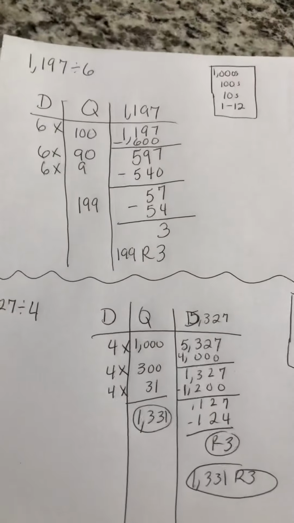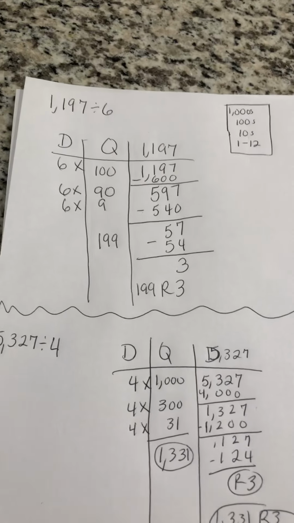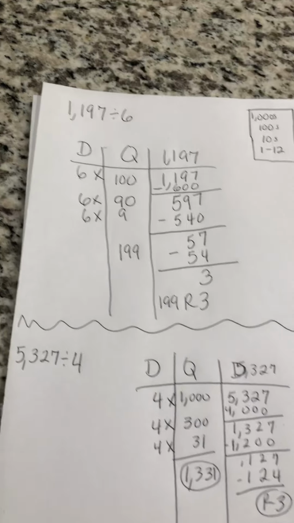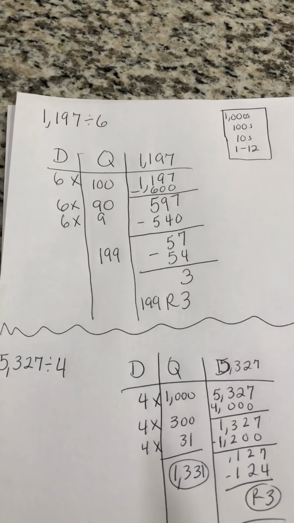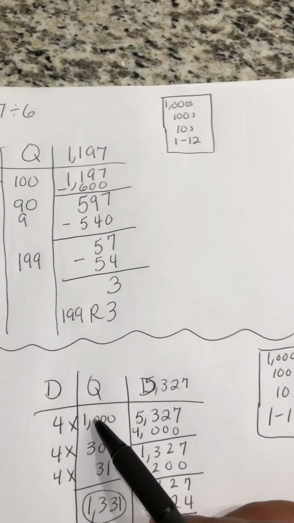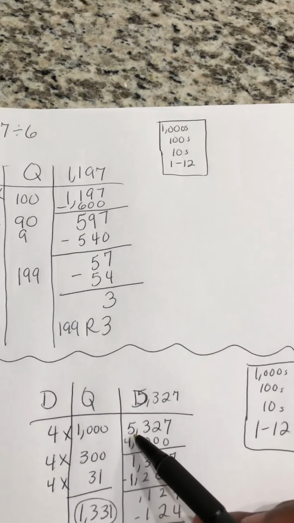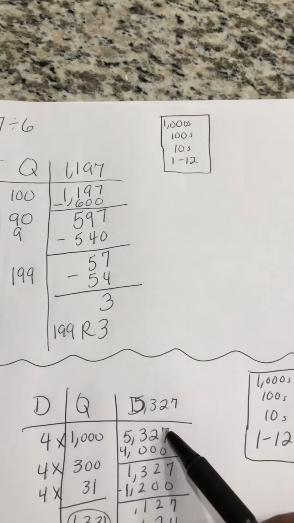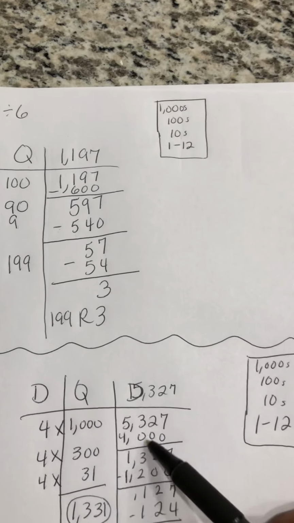And I decided to do one more with you because in this situation, we actually will multiply by 1,000. We are dividing 5,327 by 4. I realized that 4 times 1,000 is 4,000. And this time, my dividend has a larger value, so it will work. So 4 times 1,000 is 4,000.